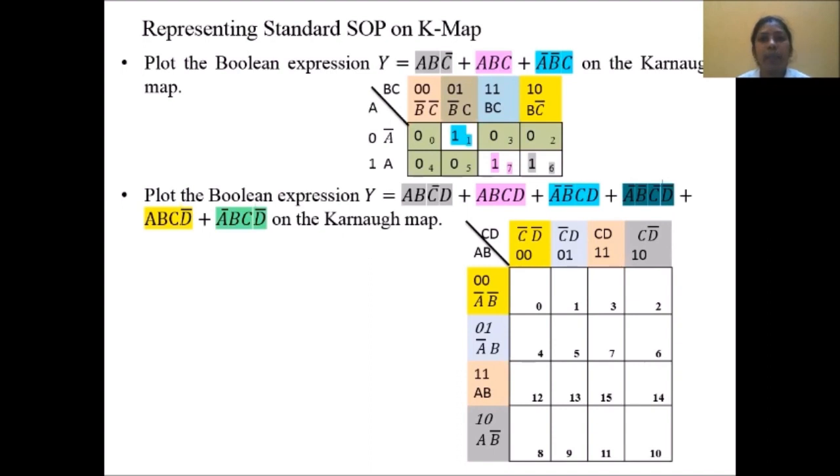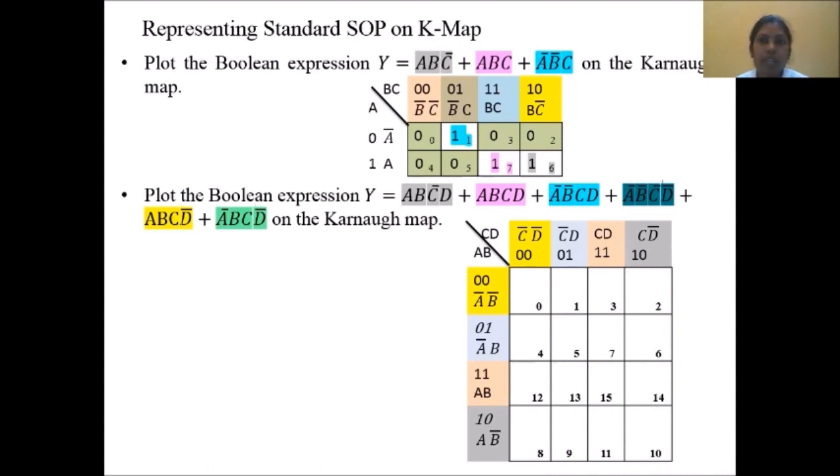The next, A, B, C. Second row, third column, the output is 1. A bar, B bar, C. First row, second column, the output is 1. Only for these three min terms, the output is 1. For the remaining min terms, the output is 0. So in this order, the elements are mapped inside the K map.